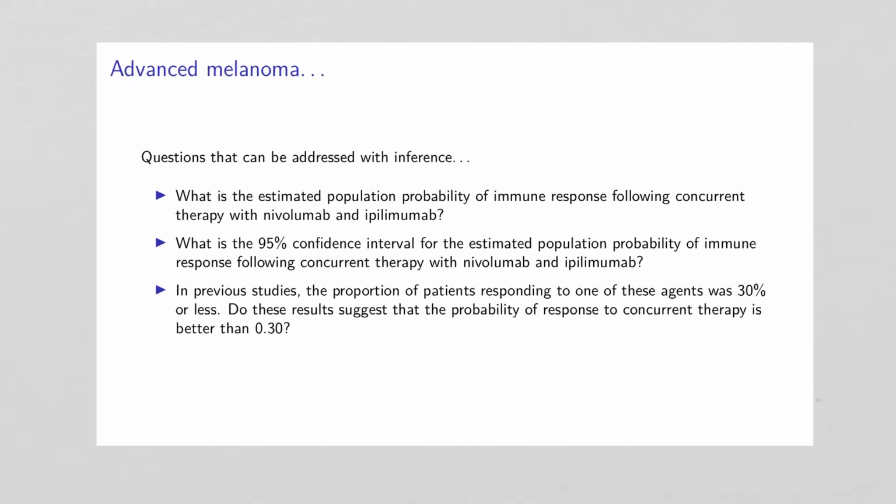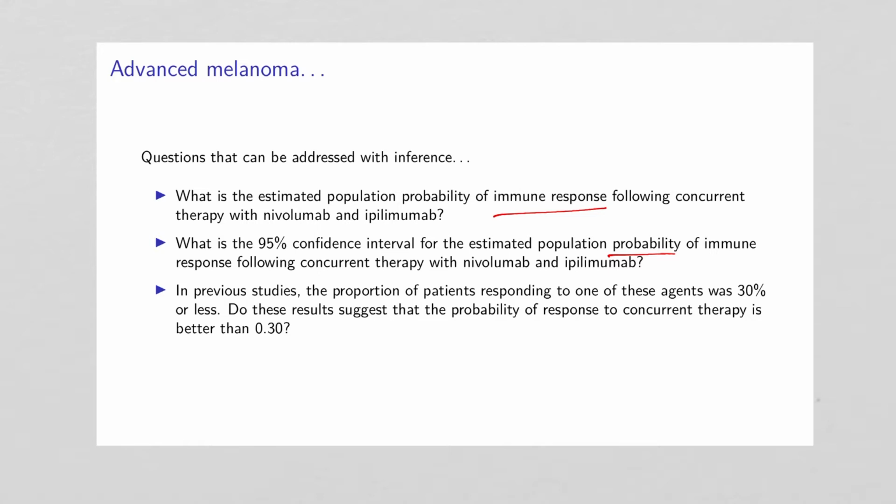Questions that can be addressed with inference. What is the estimated population probability of immune response following concurrent therapy with one of the two drugs? What is the 95% confidence interval for the estimated population probability? Again, probability of immune response. Probability of yes, given something else, right? The probability or the proportion of an outcome given that you know what the exposure is. All right.